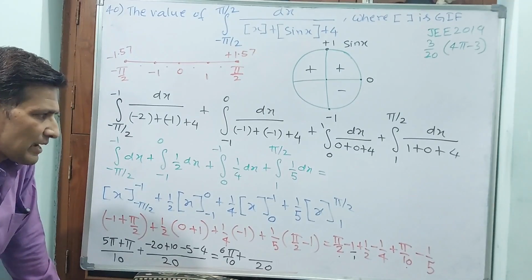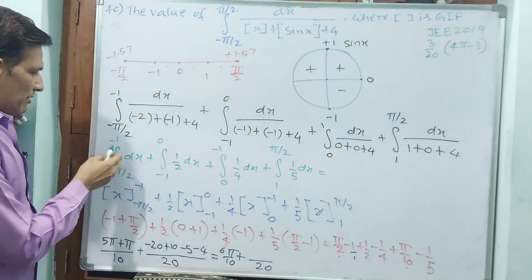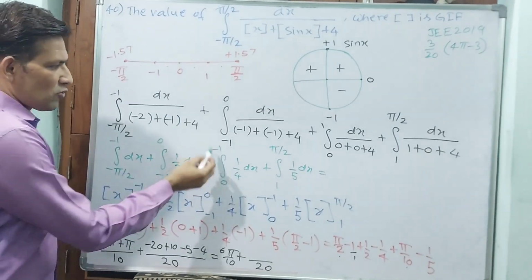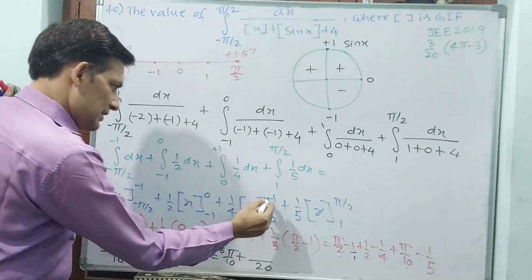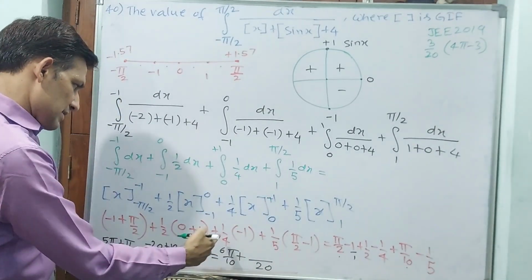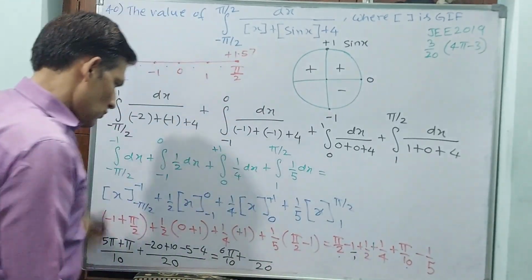I think some mistake happened. Okay, see here we have made a mistake. See, minus pi by 2 to minus 1, minus 1 to 0, 0 to plus 1, this is. Okay, and plus 1 to pi by 2. If it is plus 1, then this will be plus 1. If it is plus 1, this will be plus 1. That means plus 1 by 4. Okay, now we are going to get the answer.